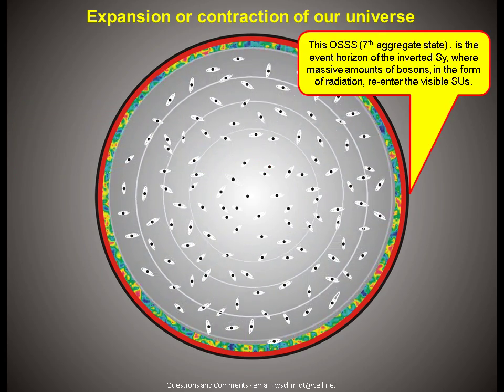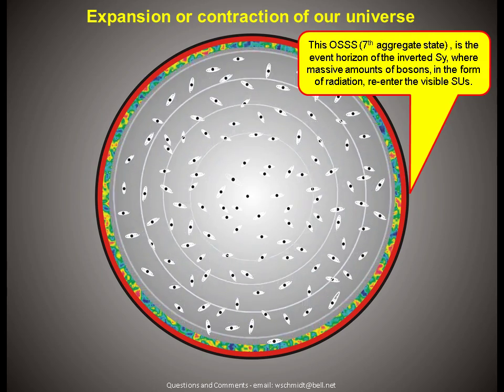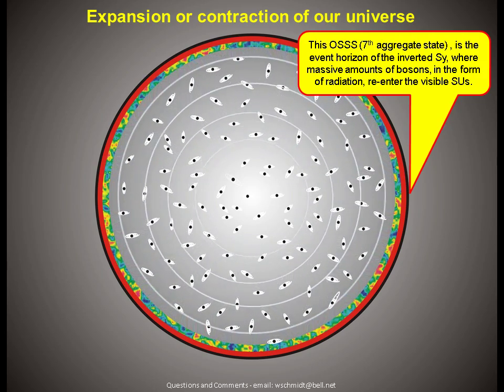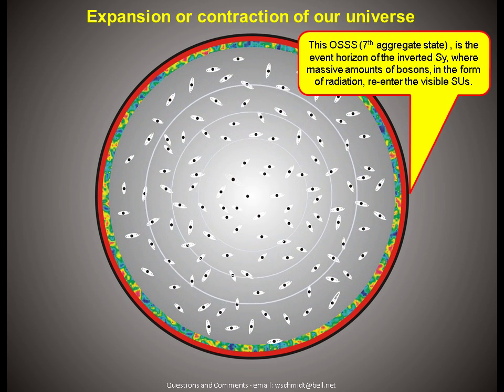This outer spherical shell singularity, 7th aggregate state, is the event horizon of the inverted singularity, where massive amounts of bosons, in the form of radiation, enter the visible subuniverses.